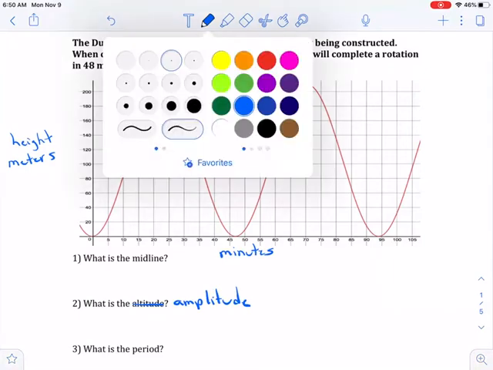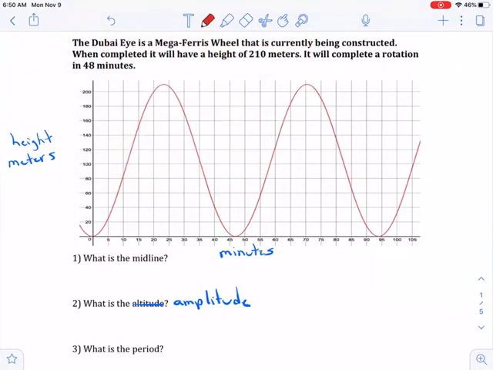The important part here is that we shouldn't necessarily be eyeballing this, because we have a mix. We have this graph and we have the information up top. So this is 210 meters, so the midline on here is probably going to be 105. We don't just want to say 100 if I can say with more accuracy. Going from 0 to 210 is the minimum and maximum, so my midline is going to be 105 meters.